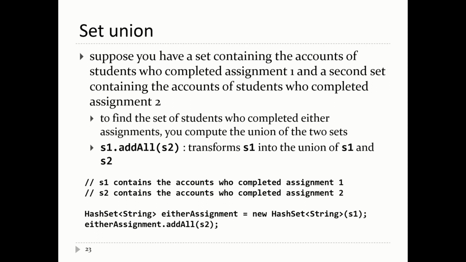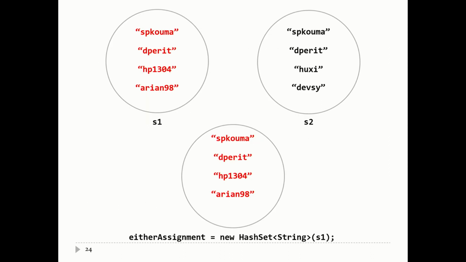If I don't want to change S1, then it's easy: you just make a new copy of S1. So I'm going to make a new set called either assignment. I'm going to copy the first set. You can copy the second set as well, it doesn't matter. Then I'm going to use addAll and try to add everything that's in S2 to S1, or sorry, to either assignment.